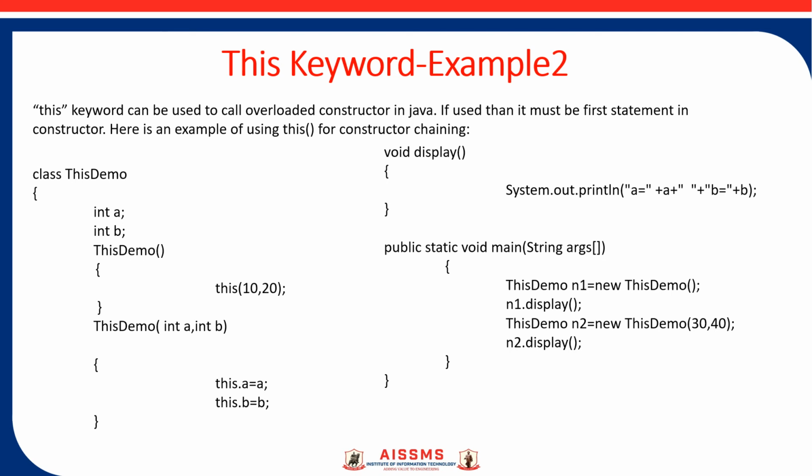The second time, when you create the n2 object, you are invoking the parameterized constructor, so this constructor will be invoked automatically. At that time we are initializing n2's A and B with the values 30 and 40, and when we call n2.display, it will display A = 30 and B = 40. So the purpose of the this keyword in this example is that when we are using multiple constructors, we can pass values from one constructor to another, or we can call another constructor from one constructor.